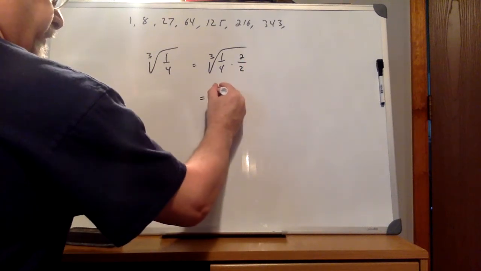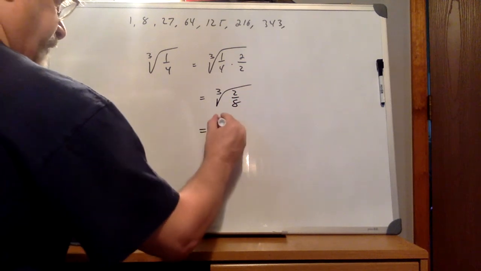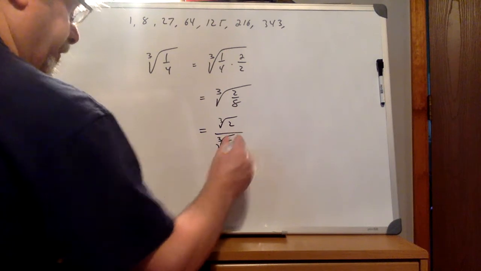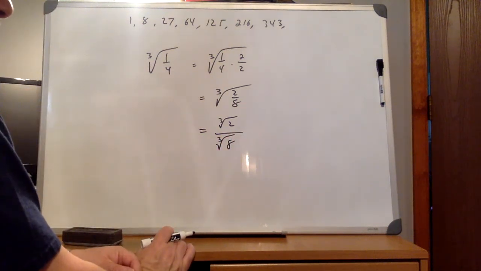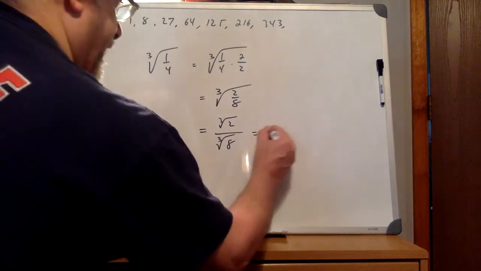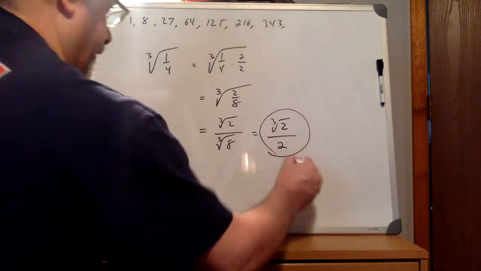So this becomes the cube root of 2 over 8, which means it's the cube root of 2 over the cube root of 8. I break it into 2 cube roots using my quotient property. And then the cube root of 8 is 2. So my final answer is the cube root of 2 over the number 2.